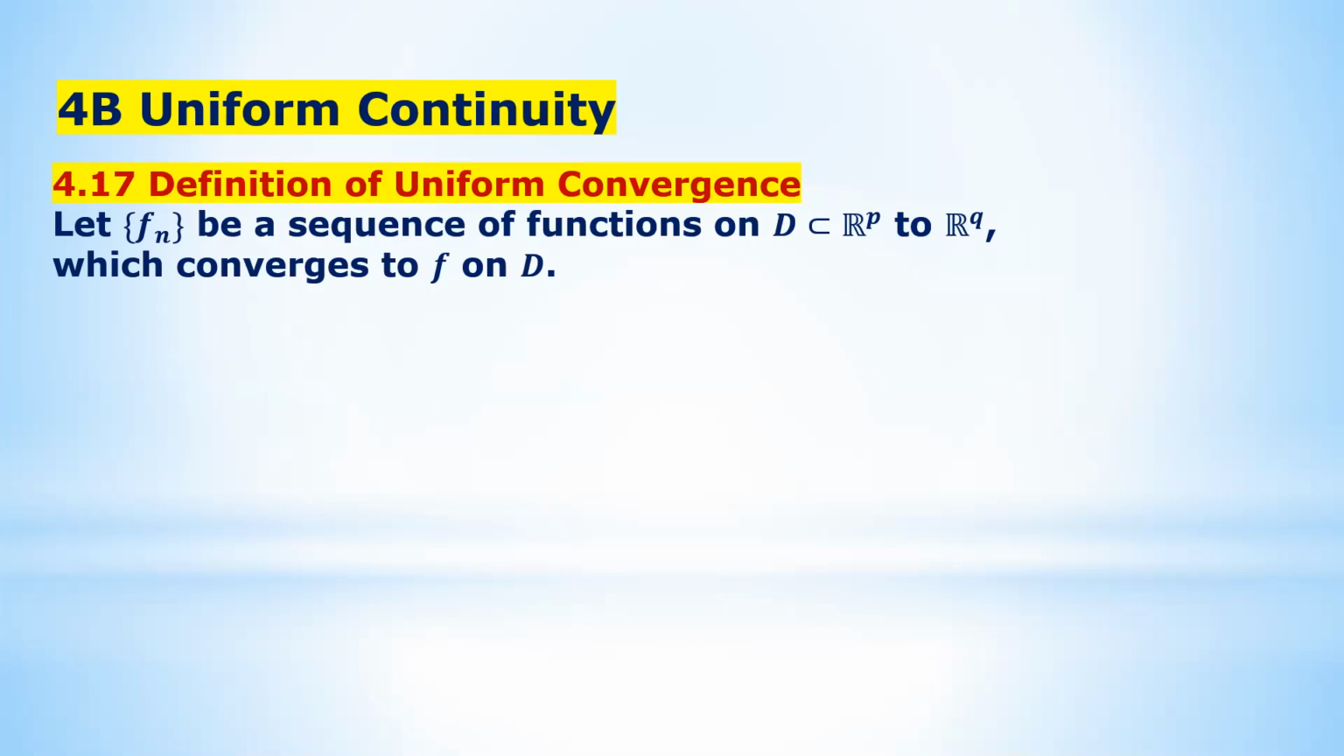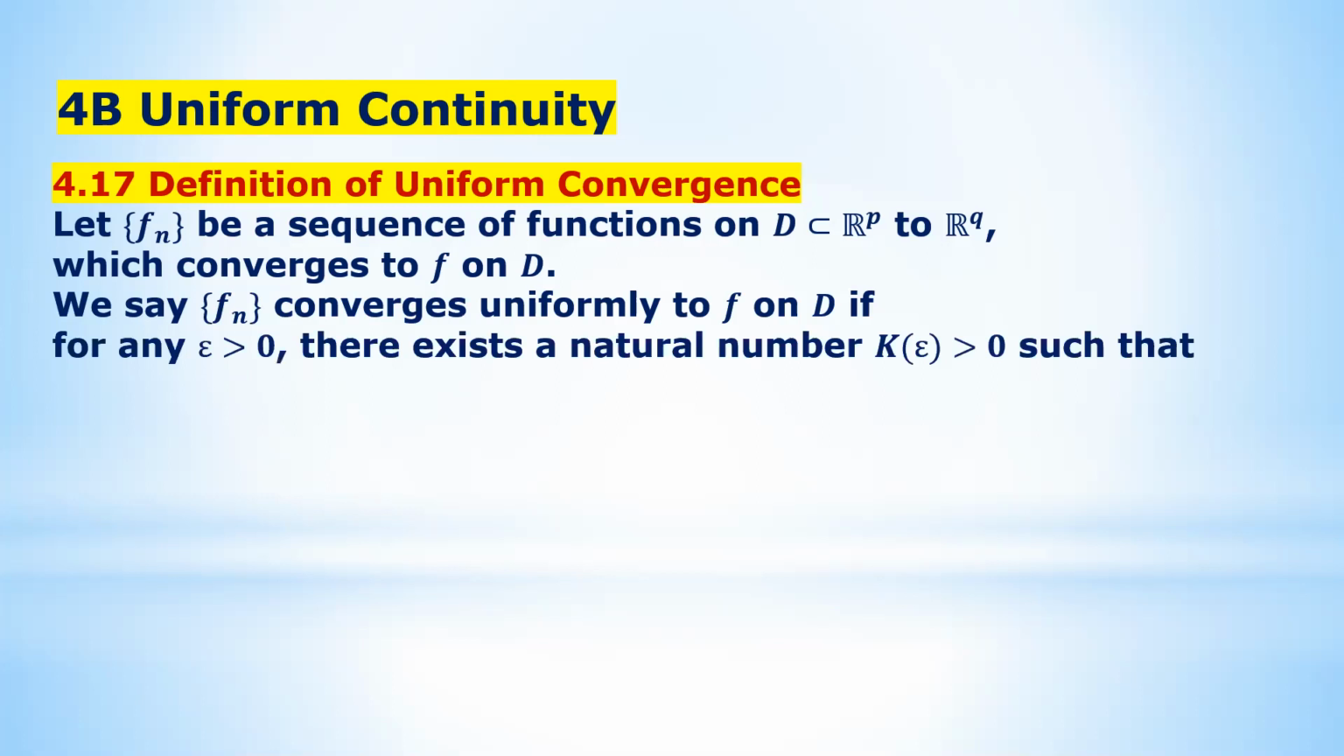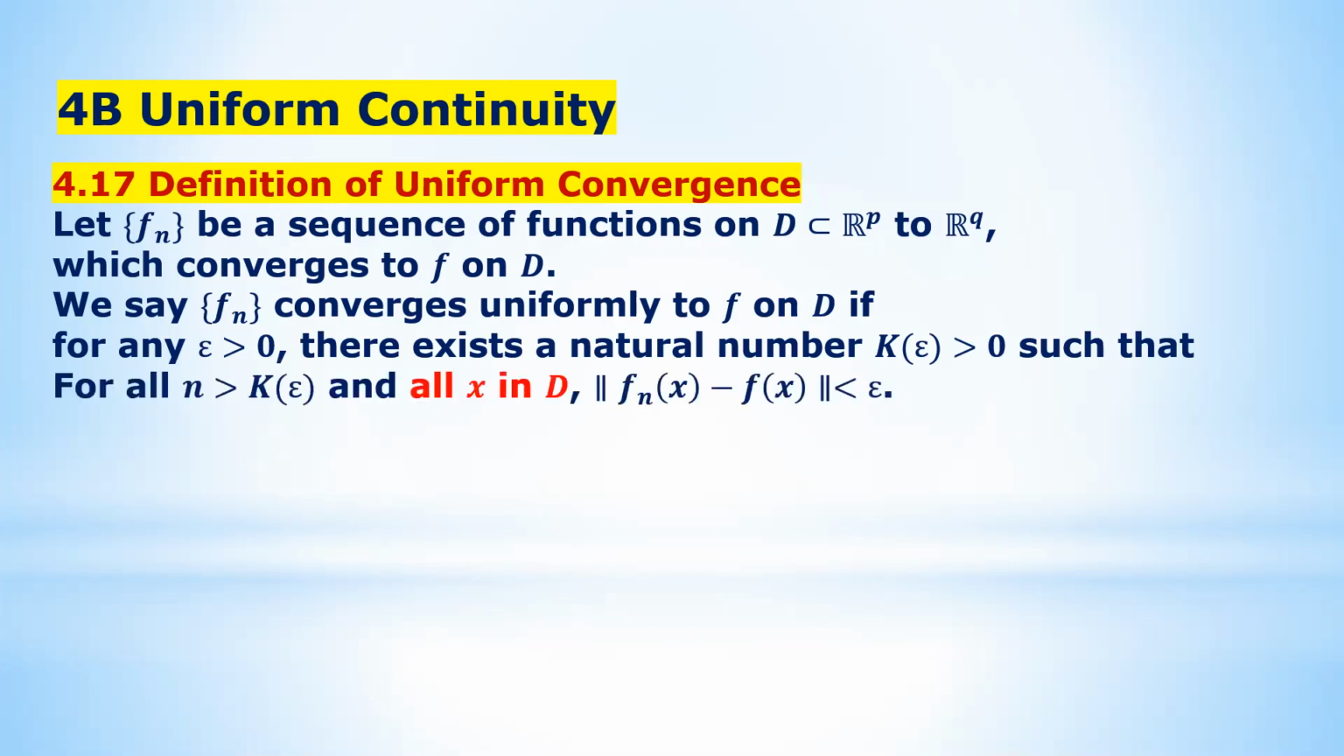Uniform convergence is saying that the function not only converges to something, but the convergence is also subject to some uniform restriction. That's why it's called uniform convergence. Now, what does it mean? We say f_n converges uniformly to f if for every epsilon greater than 0, there is a natural number k(epsilon) such that for any n greater than k, and for all x in D, this difference is less than epsilon.